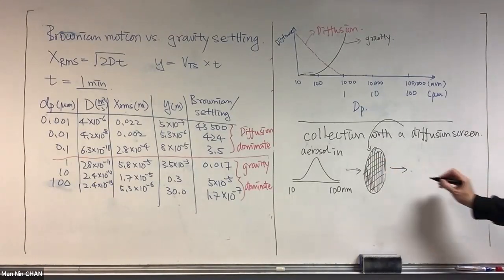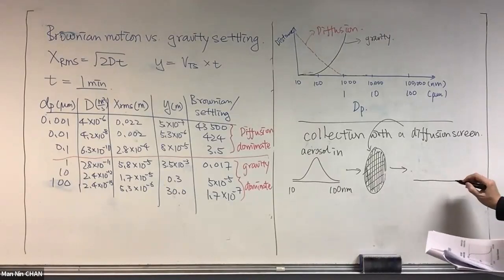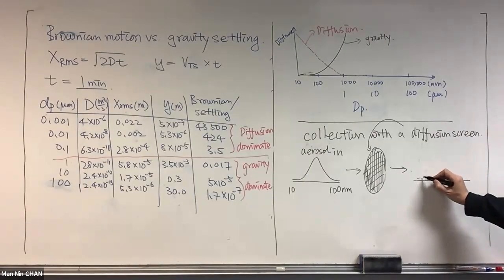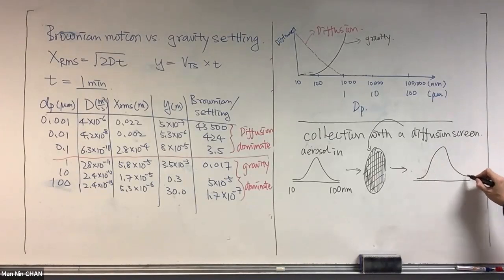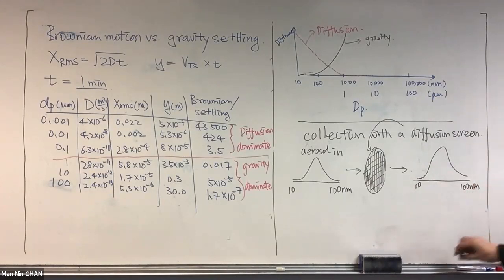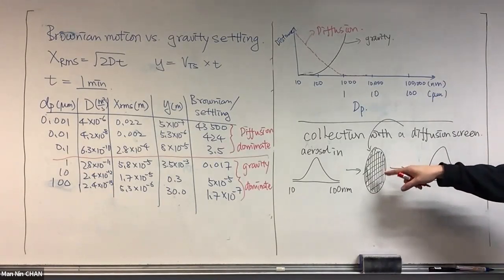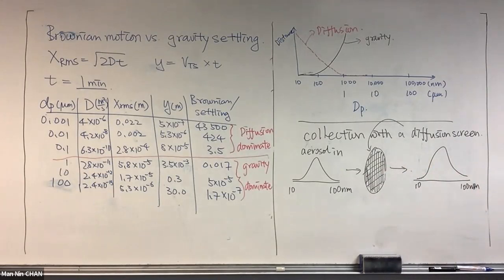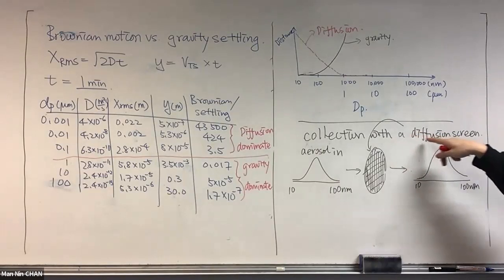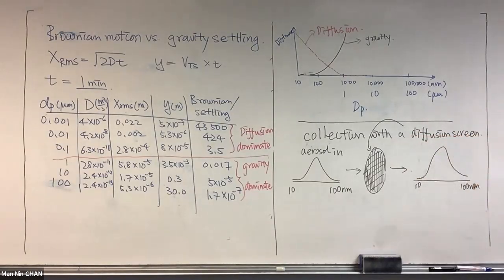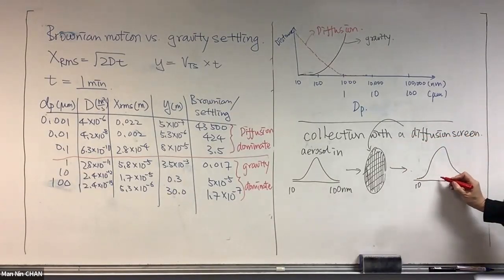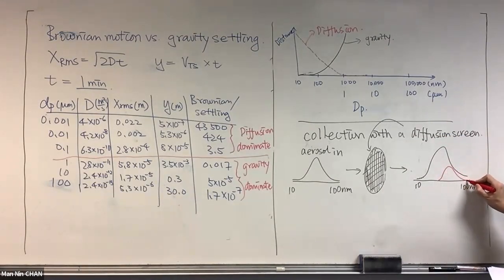So in this case, let's say in the original size, you still have this. This is your original aerosol in. But after that, you can remove particles by diffusion. Of course, smaller particles can be removed by the diffusion screen more efficiently, or more effectively. So what you will have is something like this.